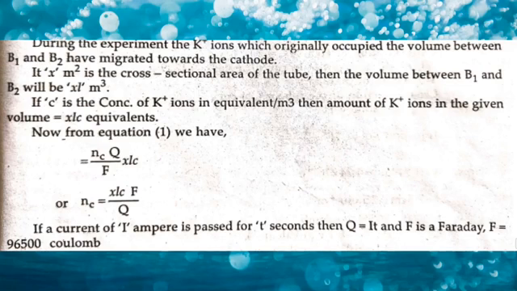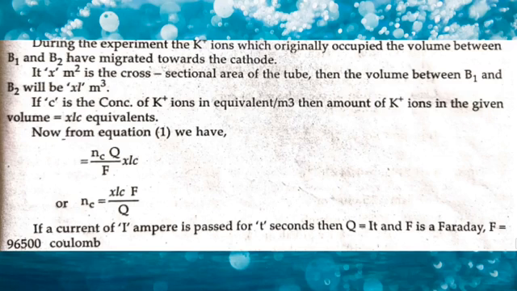If x m square is the cross sectional area of the tube, then the volume between B1 and B2 can be written as x l, that is meter cube. If C is the concentration of potassium ions in equivalents per meter cube, then the amount of potassium ion in the given volume is equal to x l C equivalents.